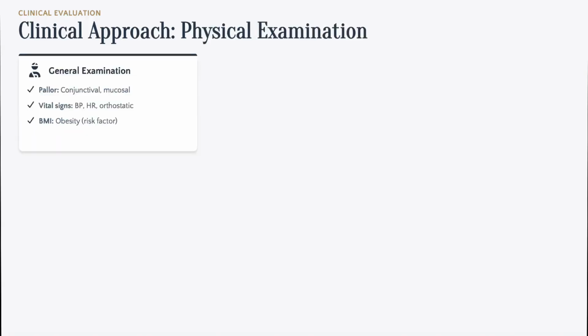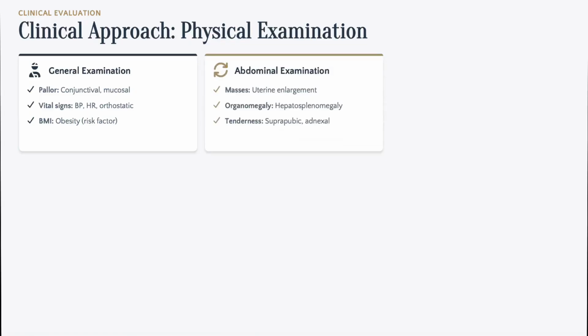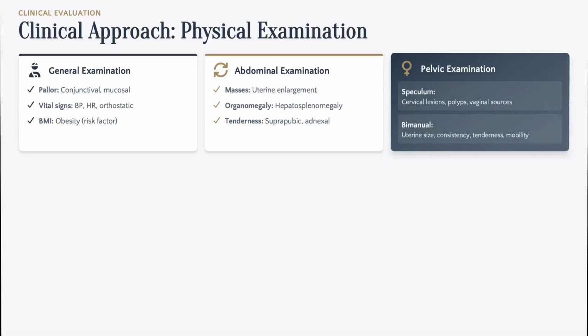Start always with a general assessment. Check for pallor. Check for vital signs. Check for PMI. And do an abdominal examination. Look for masses, any organomegaly, any tenderness. And later on, you go to pelvic examination, starting with speculum examination: cervical lesion, polyps, vaginal masses, look for them.